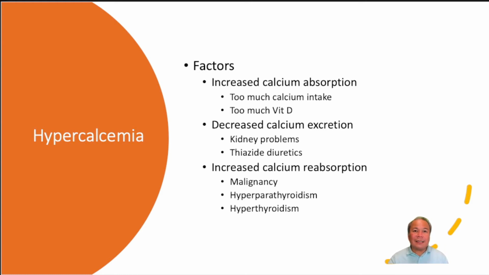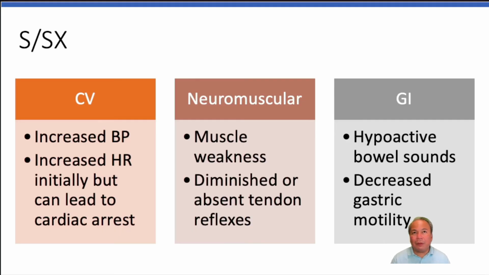So what are the clinical signs? There are a myriad of clinical signs that you're going to encounter. But these are the three common systems that you're going to see, particularly cardiovascular, because that is usually the first thing, followed by some neuromuscular changes, and at the same time GI changes. In terms of cardiovascular changes, the heart rate is elevated. There is a tendency for the blood pressure to go up initially, but eventually it's going to go down and the patient's going to have cardiac arrest. So that's the problem with hypercalcemia.